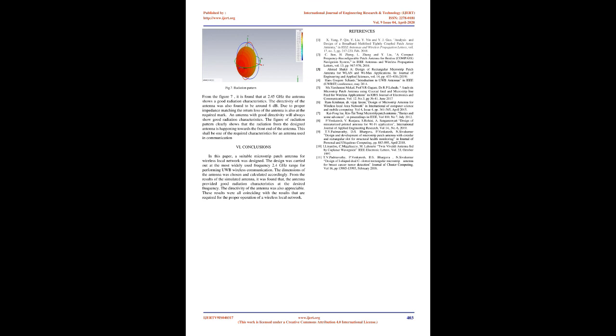VI. Conclusions. In this paper, a suitable microstrip patch antenna for a wireless local network was designed. The design was carried out at the most widely used frequency, the 2.4 GHz range, for UWB wireless communication. The dimensions of the antenna were chosen and calculated accordingly. From the results of the simulated antenna, it was found that the antenna provided good radiation characteristics at the desired frequency. The directivity of the antenna was also appreciable. These results were all coinciding with the results required for the proper operation of a wireless local network.